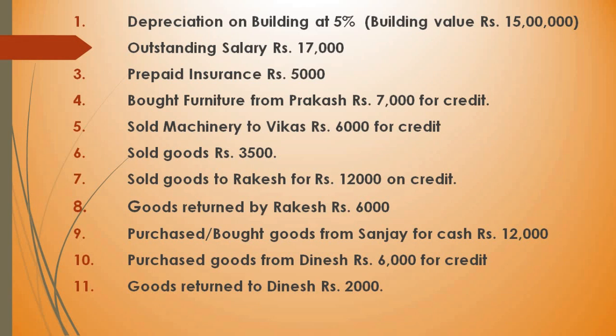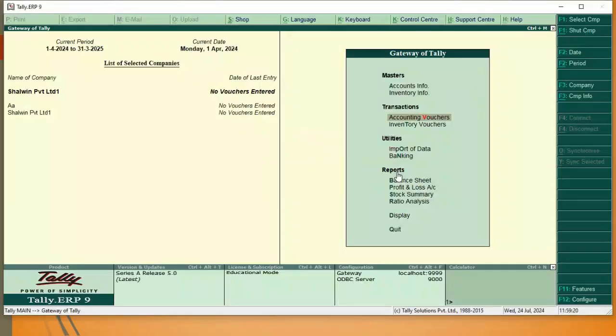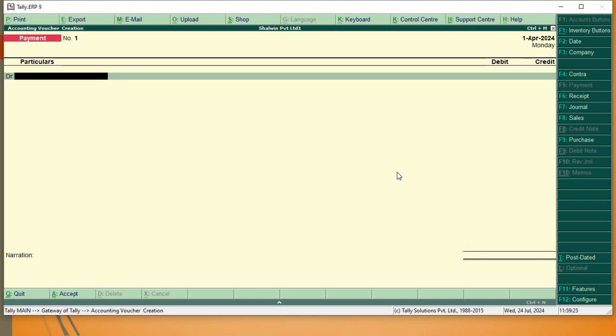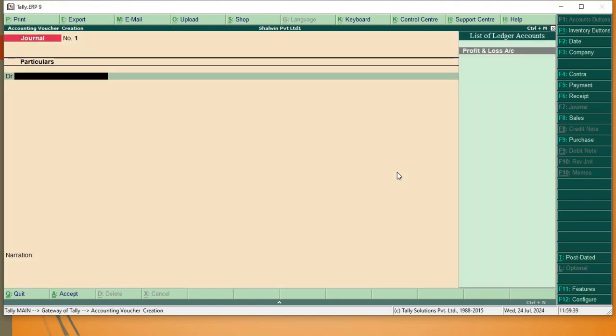The first transaction, depreciation on building at 5%. Building value is 15 lakhs. So let's see how to do this. Let's go to accounting vouchers. So depreciation of building has to be entered in journal because it is an adjustment. For journal entry, we are just pressing F7. The depreciation on building will be on the debit side because it is indirect expense.